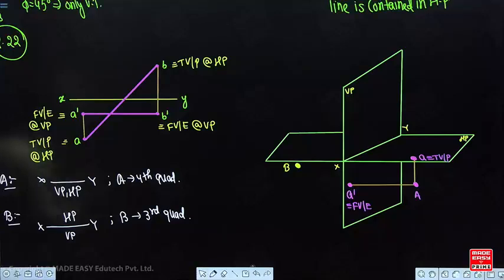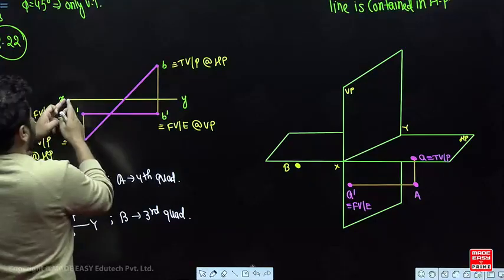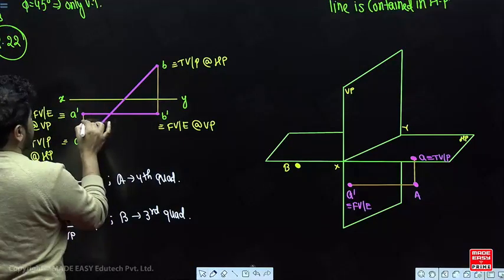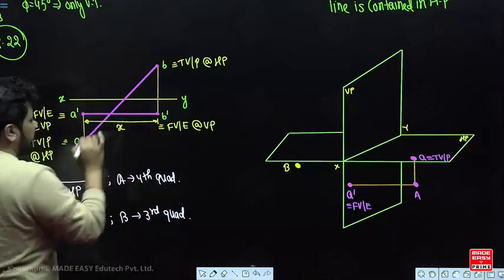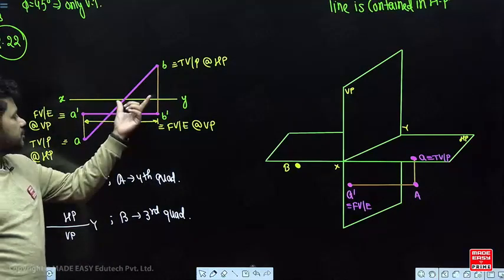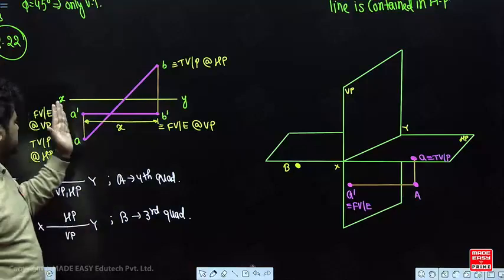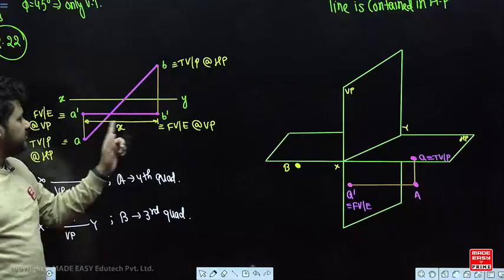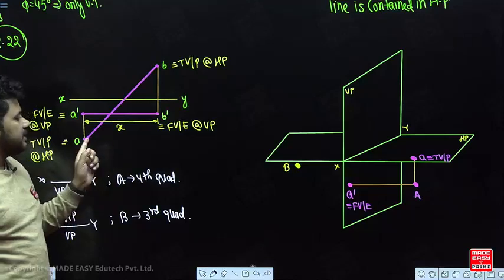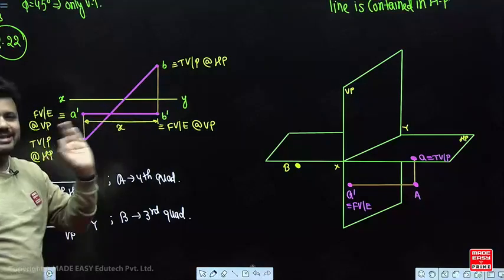Now how do you know this? Along this XY, there is some length that has been given, correct? This length can be any X. That means the distance between the projectors is given, isn't it? So this is one projector, this is one projector, the distance between the projectors is given. That means the B point is not exactly behind A.